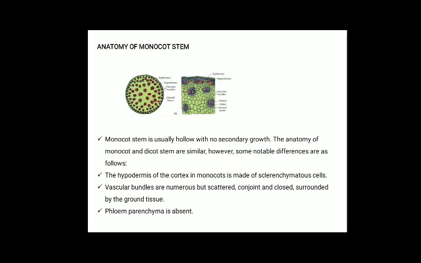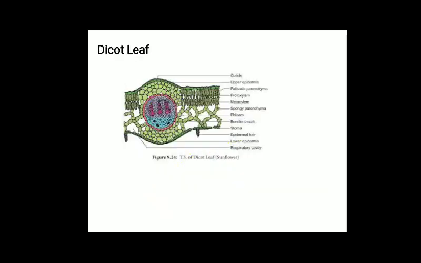Then we have monocot stem. The monocot stem is usually solid with no secondary growth. The anatomy of monocot and dicot stem is similar. However, some notable differences are as follows. The hypodermis of the cortex in monocots is made up of sclerenchymatous cells. Vascular bundles are numerous but scattered, conjoint and closed, surrounded by ground tissue. Phloem parenchyma is absent.